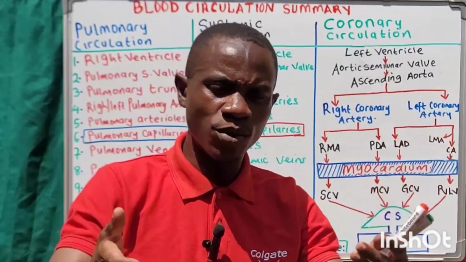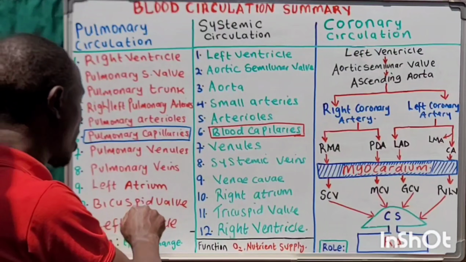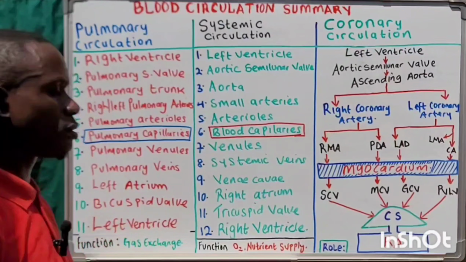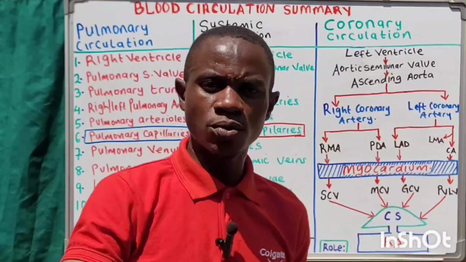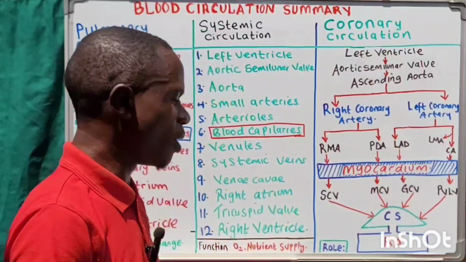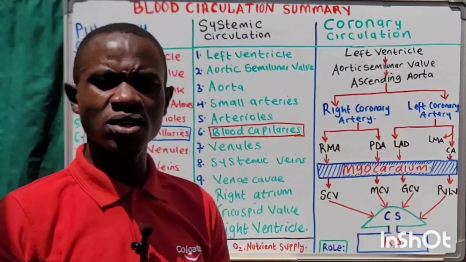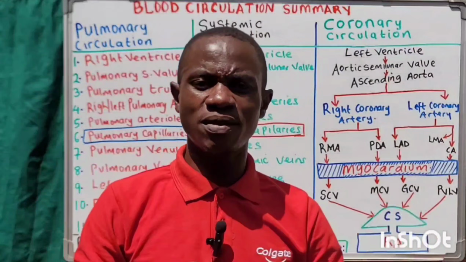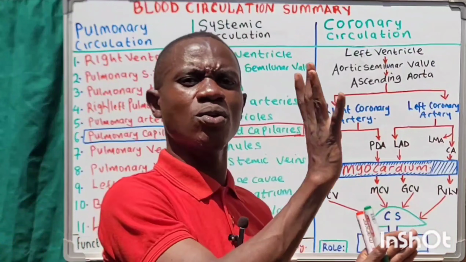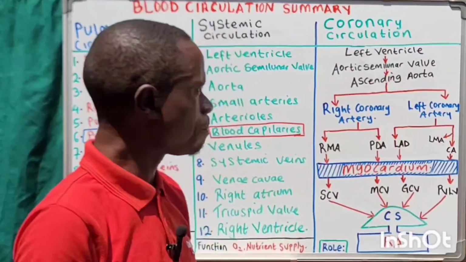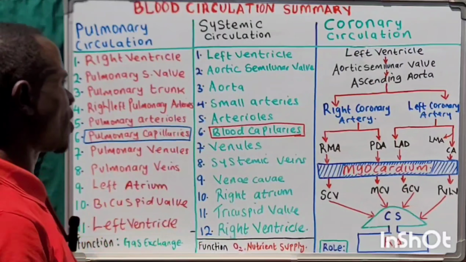Then from the left atrium, the blood moves through the bicuspid valve and enters the left ventricle. When it reaches the left ventricle, that marks the end of the pulmonary circulation. The main function of the pulmonary circulation is the exchange of gases. It's all that simple. We are dropping CO2, we are picking up oxygen. Now, that covers pulmonary circulation. Let's look at the systemic circulation.